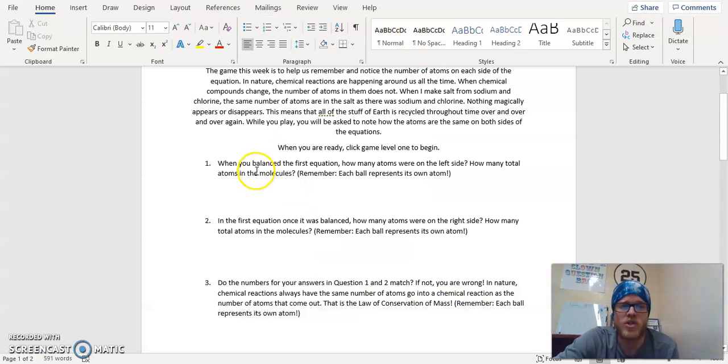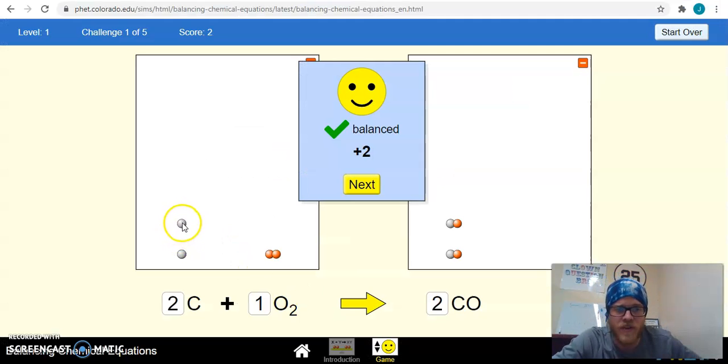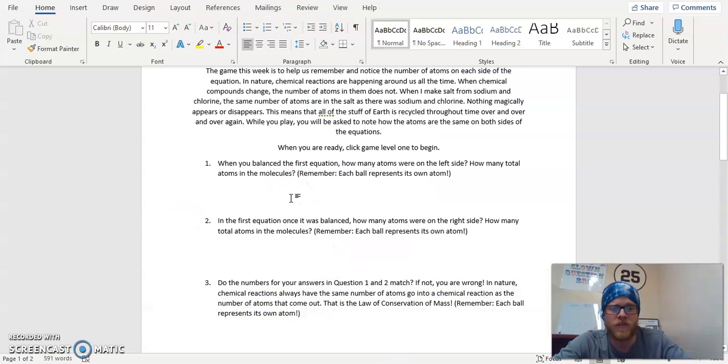All right, so question 1, it says, when you balance the first equation, how many atoms are on the left side? Okay, well, if I count these up, we have 1, 2, 3, 4. Remember, each of these things are an individual atom. So 1, 2, 3, 4. Okay, so I'd come here and I'd put a 4.